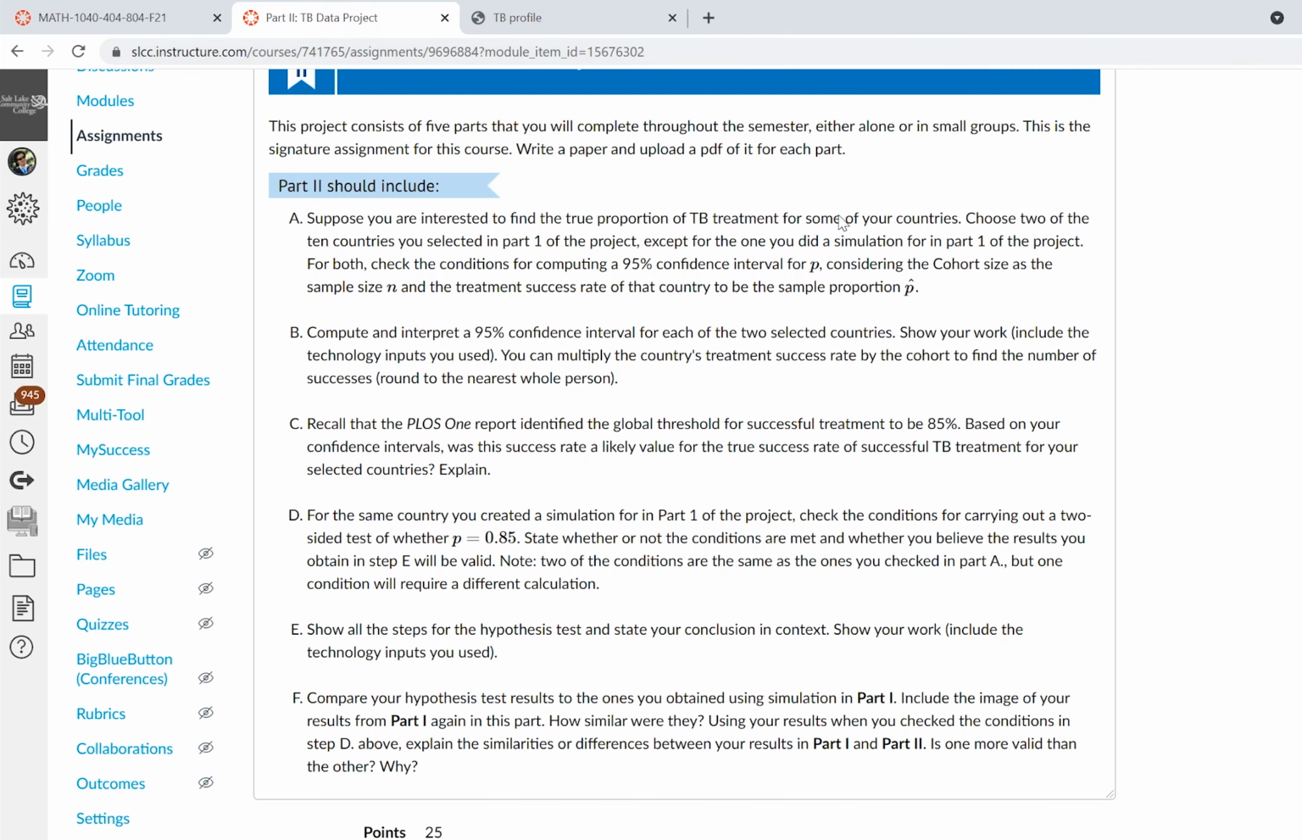Remember that you will do this for 2 of your 10 random countries, but remember not to do the one that you made a simulation for. For part B, you will then compute and interpret a confidence interval for both of those 2 countries you used in part A. Show your work and the technology inputs you used.